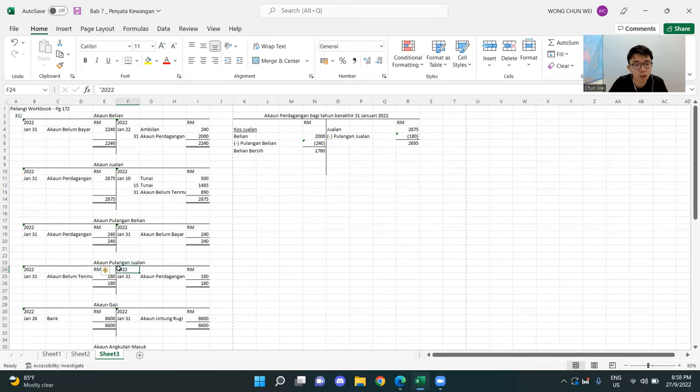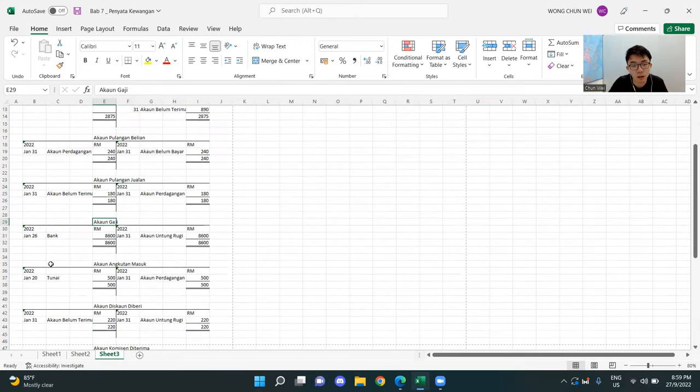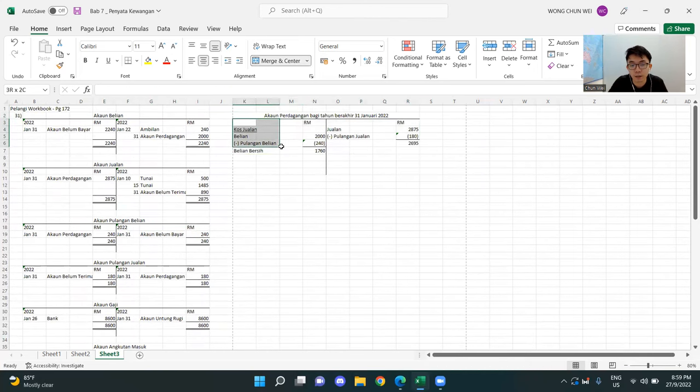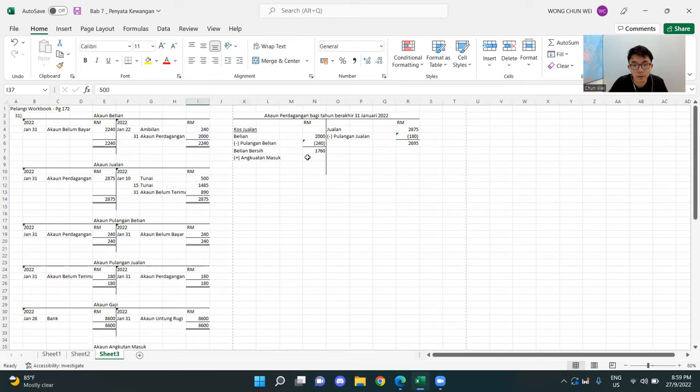Then pulangan jualan. Lepas tu ada lagi tak yang dalam akaun perdagangan? Angkutan masuk. Right, so angkutan masuk. See, saya telah kredit angkutan masuk, my account perdagangan here. So if I credit angkutan masuk, I have to debit my account perdagangan here, the debit side. So here I have to add my angkutan masuk. How much is my angkutan masuk? 500. So here, debit, 500.